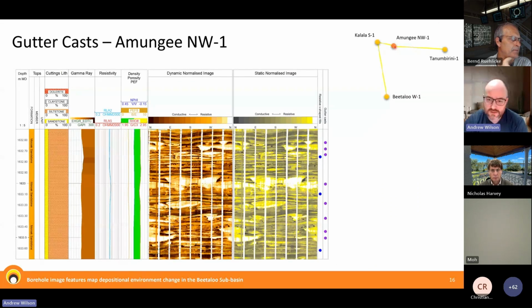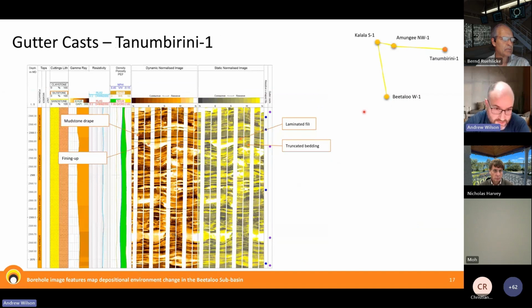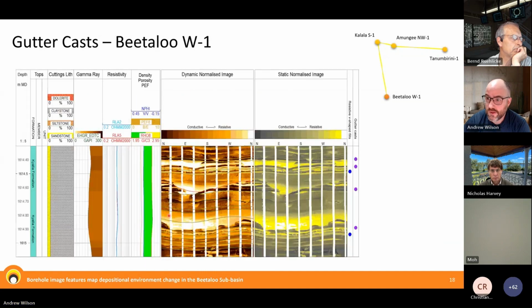So we were at Amungee Northwest here. There's that example we were just looking at. Here's one from Tenebrarini, a nicer image, just showing some of the key features. You can see this truncated erosional base, beautiful. Then you can see this laminated fill in this example that's fining upwards. And then typically they're draped with a mud layer. You can see there's this sort of darker mud layer on many of these.